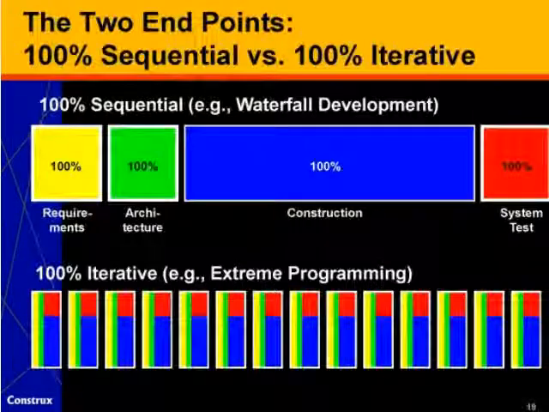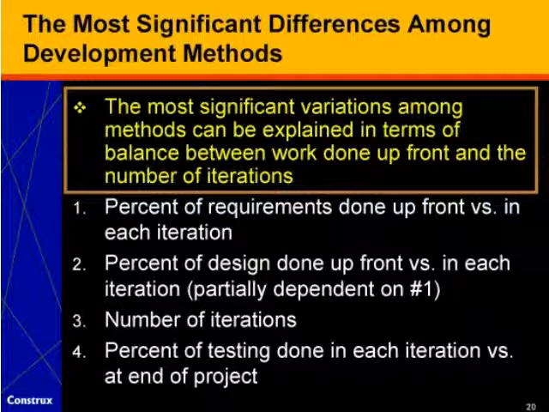What we find is that if we take a step back from this, we can describe the lifecycle models through an abstract model where we define the variations in terms of the balance between the work we do up front and the work we do within each iteration, and then the number of iterations. So we look at things like what percent of requirements do we try to do up front versus what percent of requirements do we try to do within each iteration. And we look at what percentage of design do we do up front versus within each iteration. And of course, that partly depends on what percent of requirements we do up front.